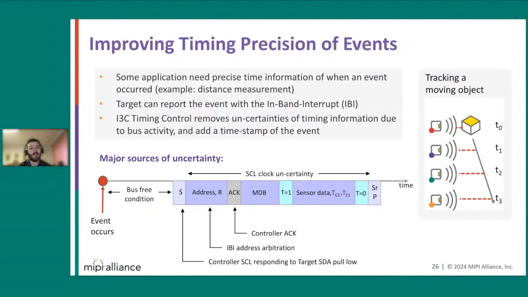So timing precision. For sensors, of course, this is very important. Imagine you're trying to track a moving object. Of course, you need to know distance, but if you want any sort of accurate readings in acceleration, velocity, anything along those lines, you need to have accurate timing. And so in I3C, with the help of those IBIs, the in-band interrupts, we have added different timing control mechanisms that allow the target and the controller to coordinate, and therefore improve our timing precision, whether that be through coordinating the target's activities or adding time stamps.